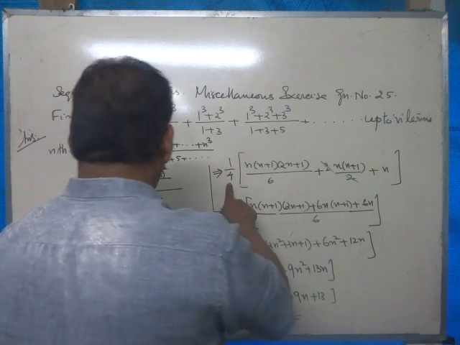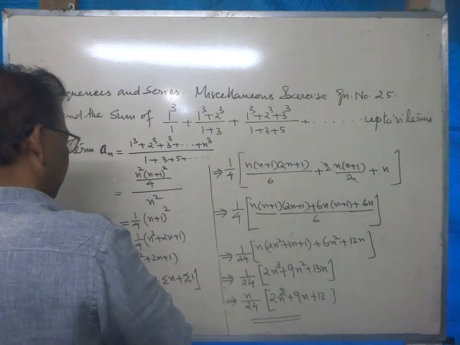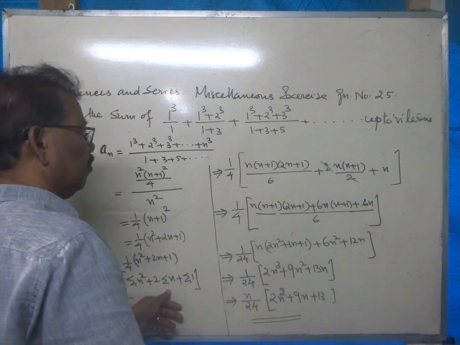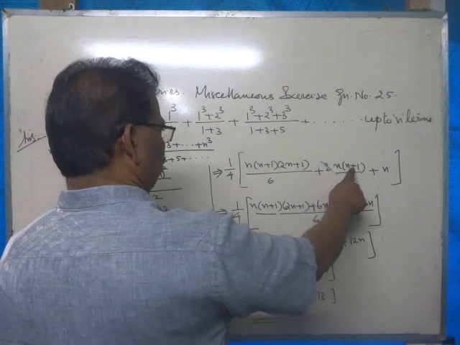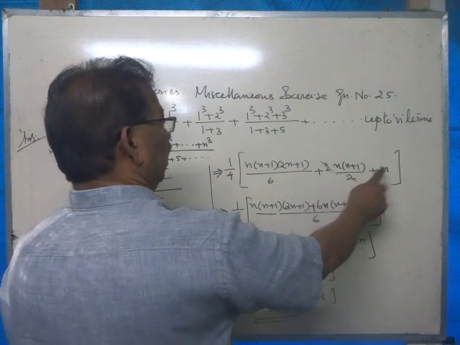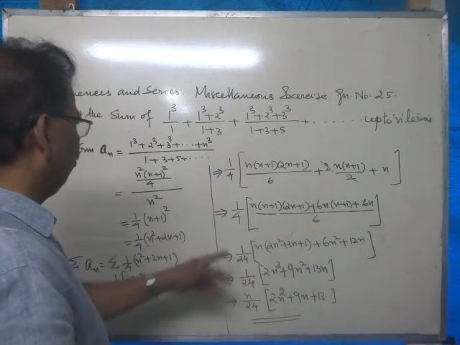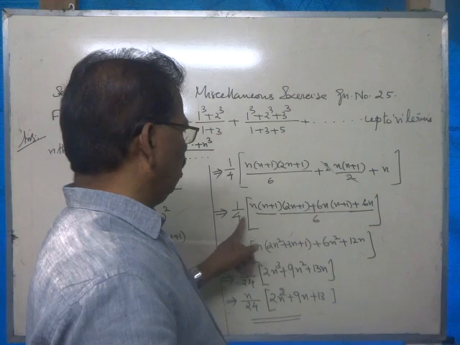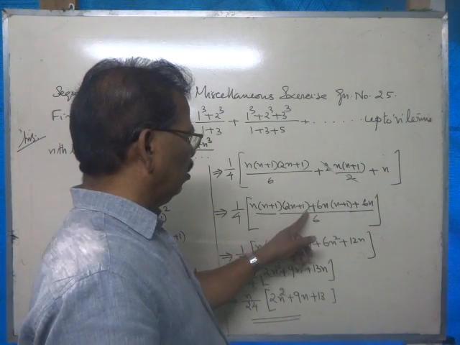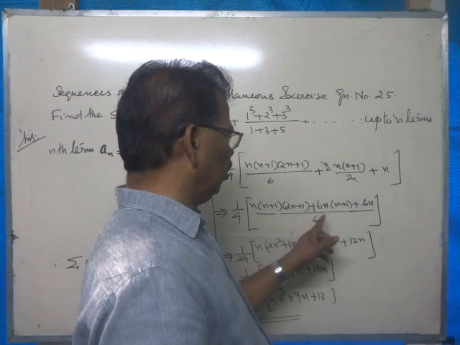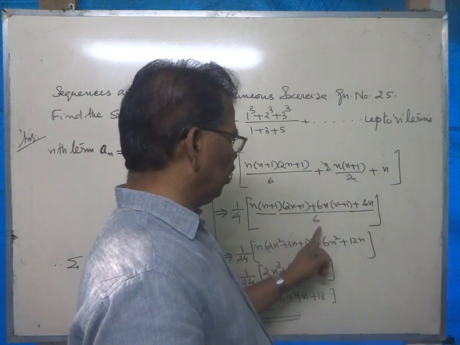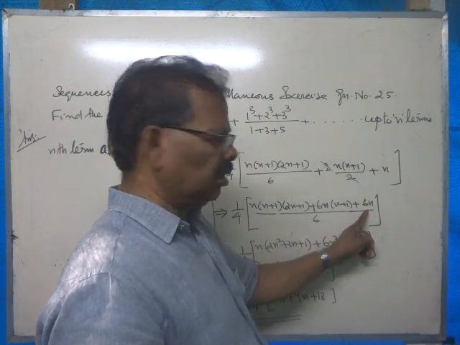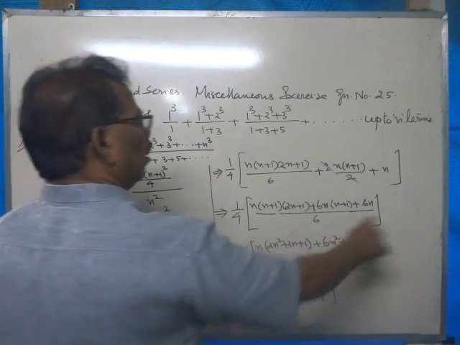Now that is equal to 1 by 4 into sigma n square, which means n into (n plus 1) into (2n plus 1) by 6, plus 2 sigma n, which means 2 into n into (n plus 1) by 2, plus sigma 1, which means n. That is 1 by 4 into n into (n plus 1) into (2n plus 1), plus here 2 and 2 got cancelled. Therefore, the term must be multiplied by 6: 6n into (n plus 1). Here this n must be multiplied by 6. Therefore, plus 6n. The common denominator is 6.